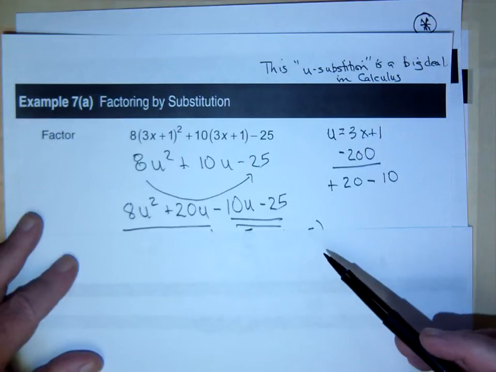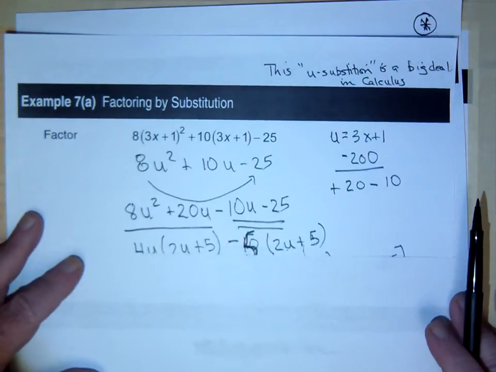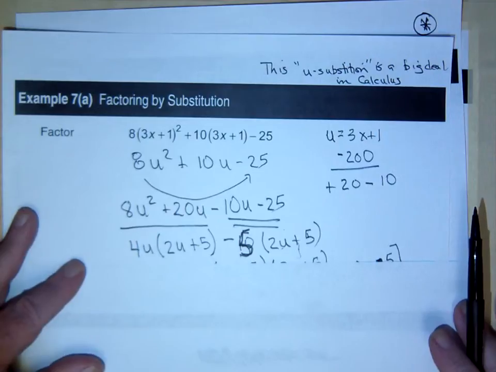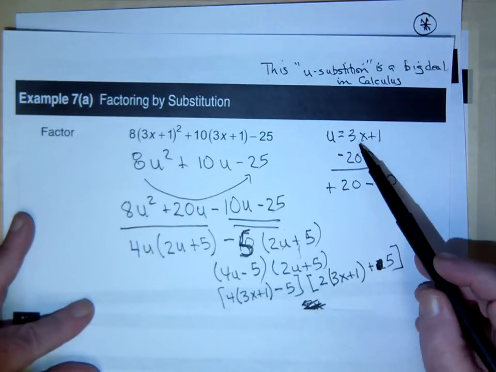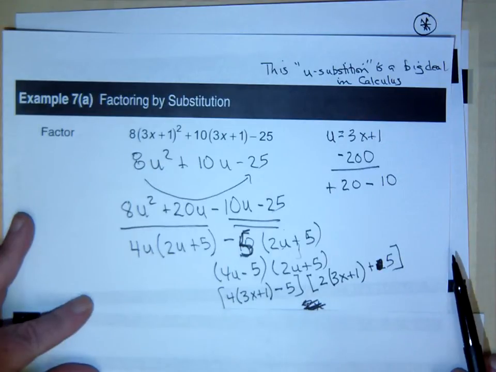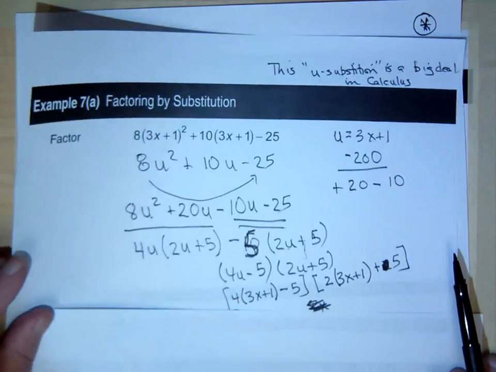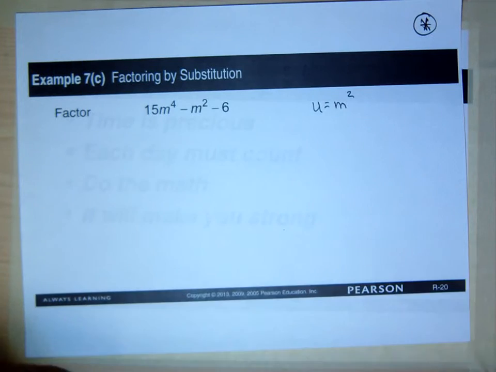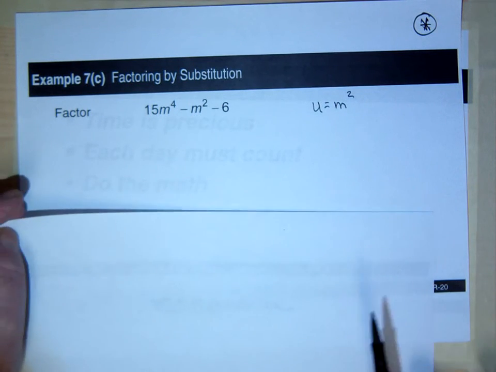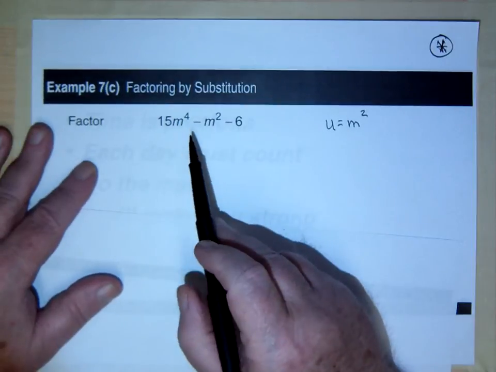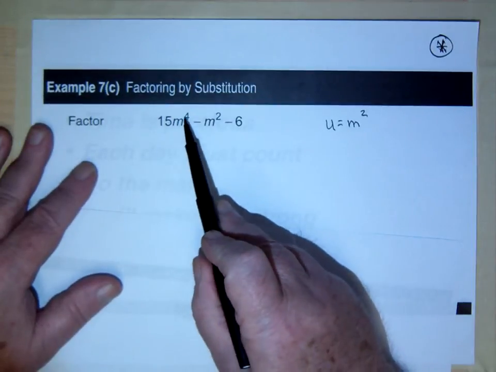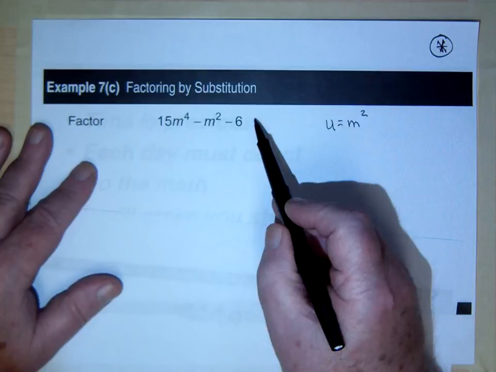And then I can do group factoring, and I will get this, and then I can substitute back what u was in the final answer, and I've done that factoring by substitution. The next example is I'm going to let u be m squared, and I realize I can do that because this is to the 4th power, that is to the squared power, and that is to the 0 power.